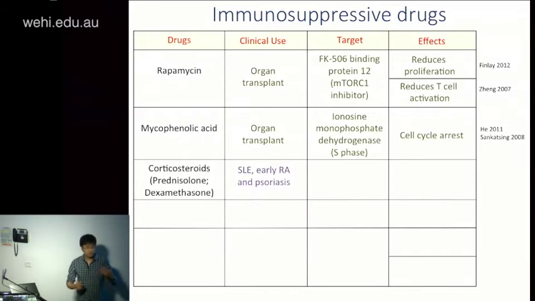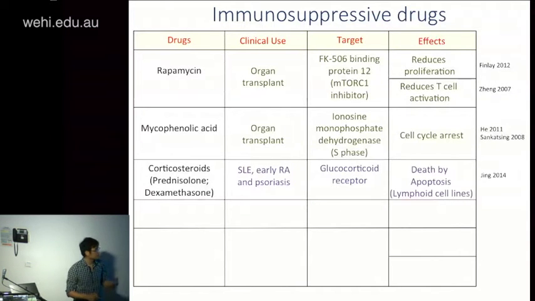So the next drug I'll be talking about is the class known as the corticosteroids, where examples are prednisolone and dexamethasone. These drugs are used for the treatment of lupus erythematosus, rheumatoid arthritis, as well as psoriasis. These drugs target the glucocorticoid receptor, and what they found was that it can trigger death by apoptosis, which is what they found in the lymphoid cell lines.